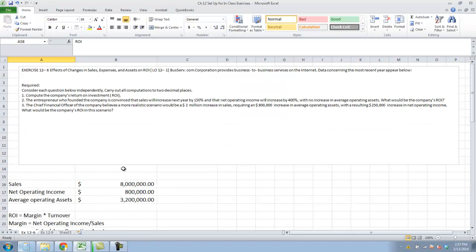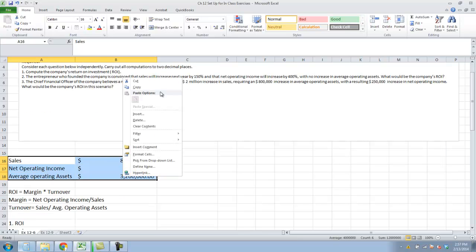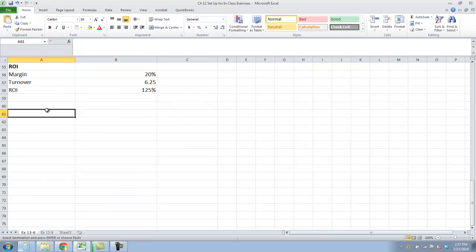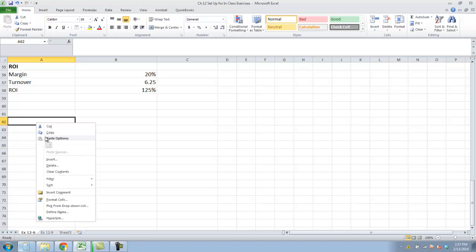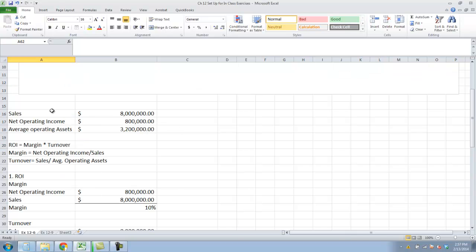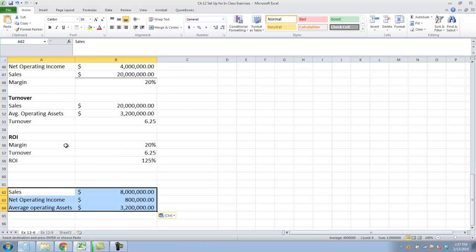Now let's see number 3. The financial officer wants to be more realistic. A $2 million increase in sales, requiring $800,000 increase in average operating assets, and will result in $250,000 in net income increase. So I'm going to take these initial numbers, I'm going to copy them, and I'm going to go down here, and I'm going to paste them.